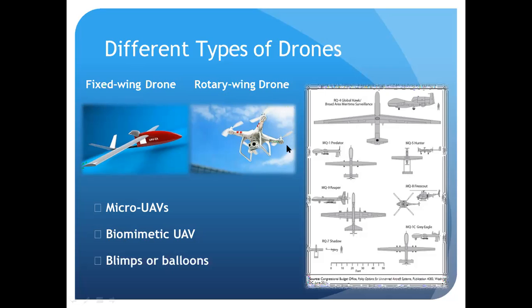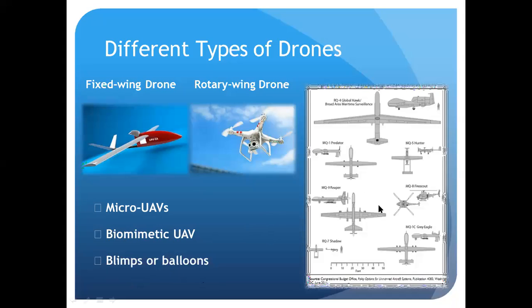I think many students have seen this. Some of the vehicles or drones have fixed wings, and some have movable wings. Here three basic types of drones are there: micro unmanned aerial vehicles, biomimetic unmanned aerial vehicles, and blimps or balloons. These are the three basic types of drones.